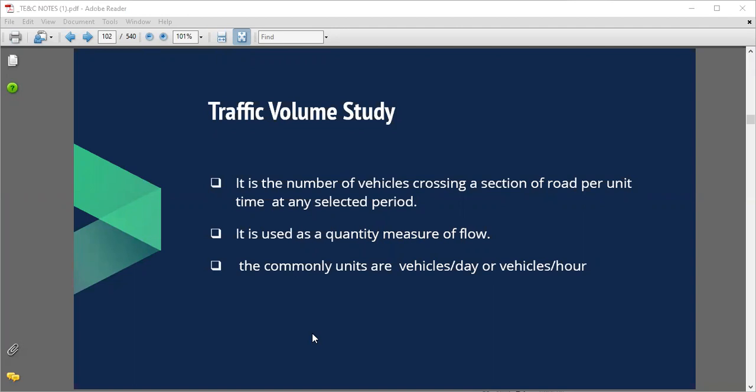So what is the traffic volume? Traffic volume is nothing but the number of vehicles in a particular area entering and exiting from that area. That number indicates the traffic volume. But the time period is also required: within an hour, within a day, within two days. From that you go for the unit, like vehicles per day or vehicles per hour.